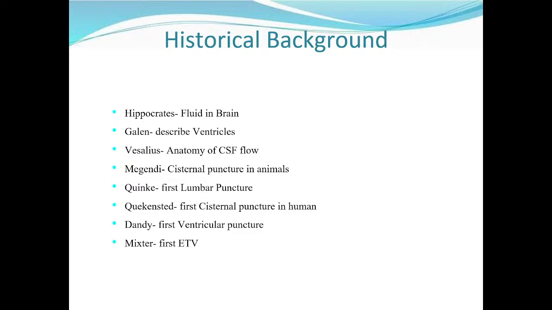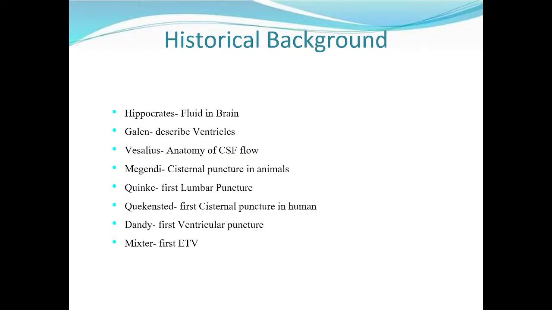So first, Hippocrates found that there is a fluid in the brain that after decades or years became known as cerebrospinal fluid. Then Galen found that there are some cavities, called ventricles, inside the brain, and Vesalius found the flow of the CSF from the ventricle to the spaces.